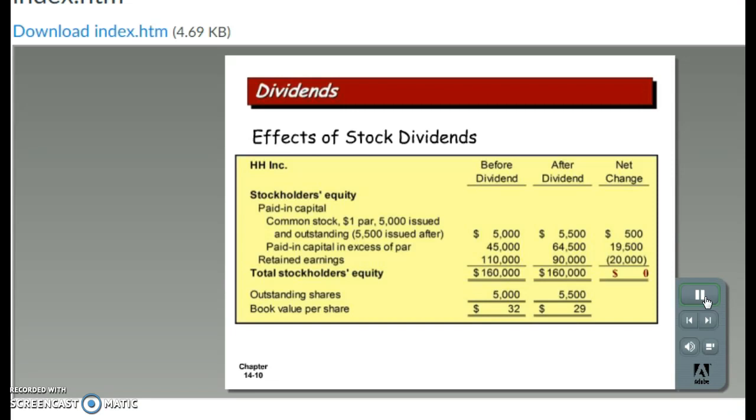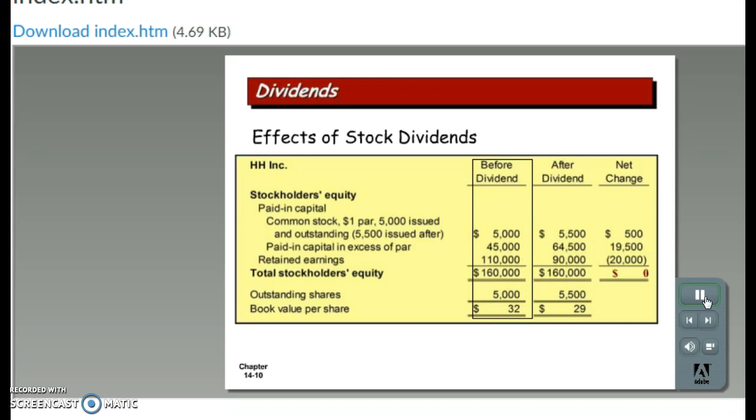Let's take a look at the stockholders' equity section of the balance sheet. Before the stock dividend, common stock reflects $5,000, calculated by multiplying issued shares of 5,000 by the $1 par value. The paid-in capital in excess of par is $45,000, and the retained earnings balance is $110,000. Adding these three amounts results in total stockholders' equity of $160,000.